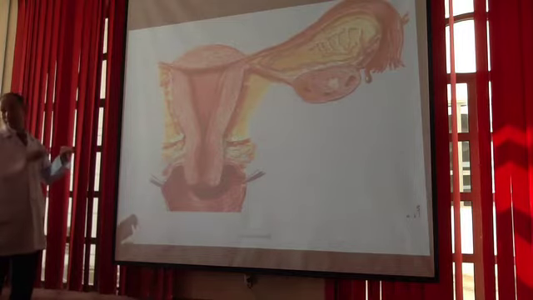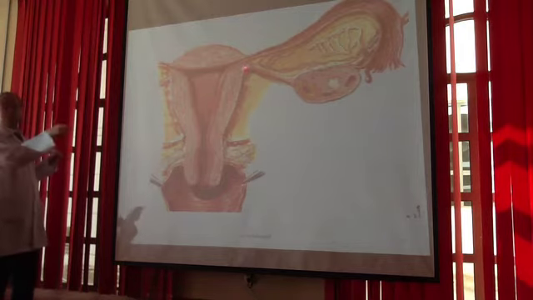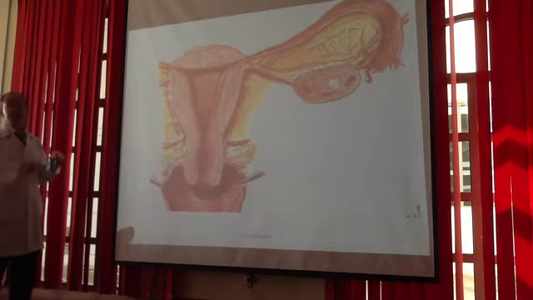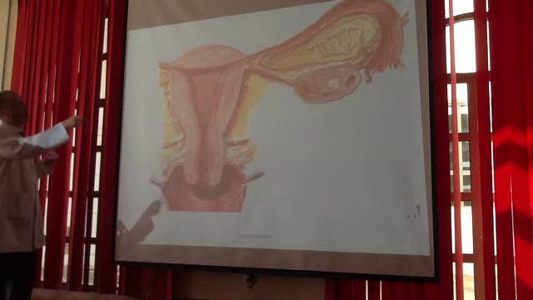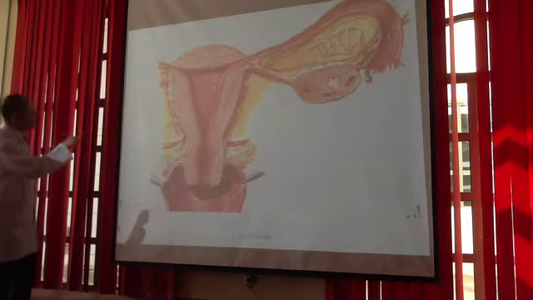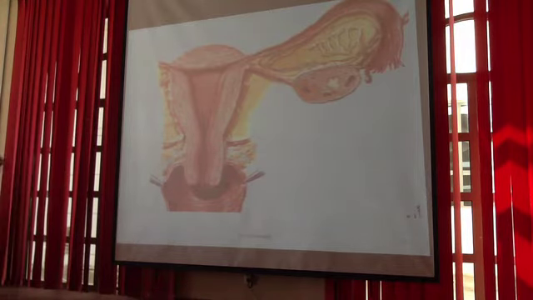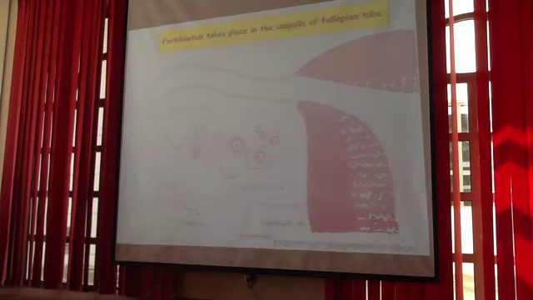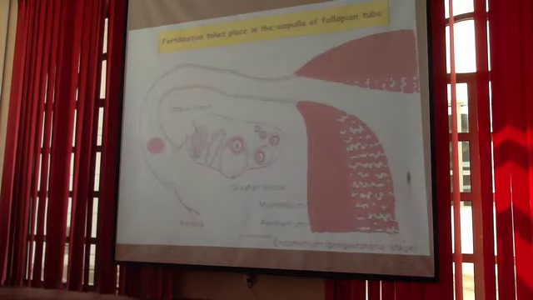So again, it is 10 centimeters in length, formed by 4 parts, and it is involved in the pick-up of the secondary oocyte and the transfer of the sperms, so it is the site of fertilization. So these sperms should run till the lateral part of the fallopian tube, which is the ampulla, where fertilization occurs.